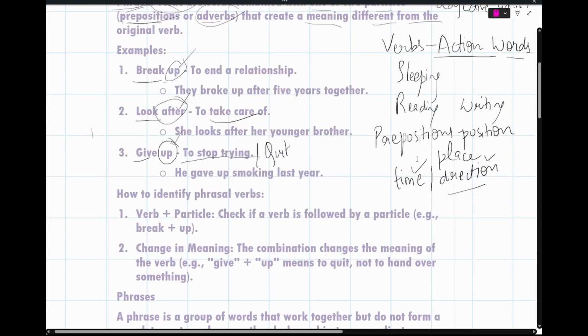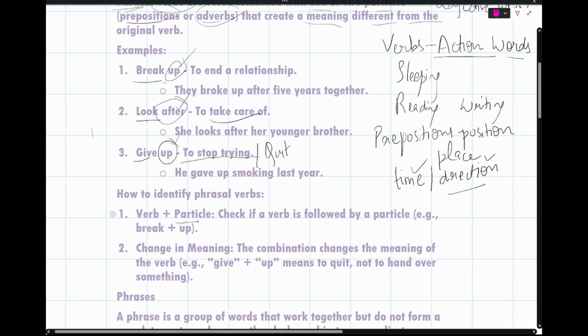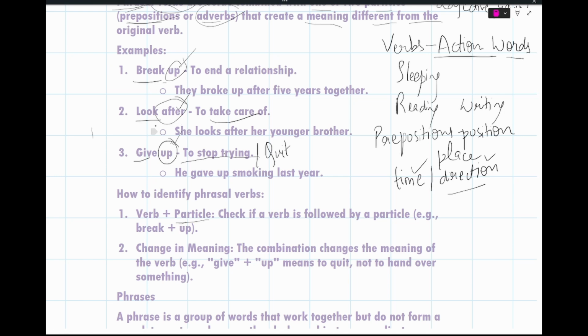Now, how will you identify a phrasal verb? Let's see that. If you want to identify a phrasal verb, the first point is you will check for a verb, and then you'll see if there is something attached to it. If you see two words or three words, there is always some action word, and then there is something attached to the action word. You will check for this. Check if the verb is followed by a particle.